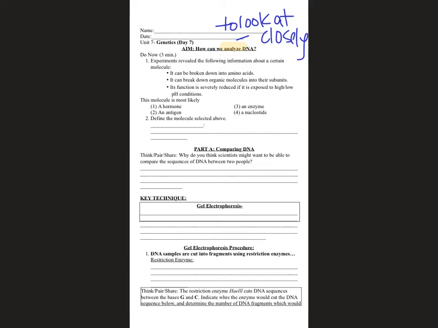Number 1 says, experiments revealed the following information about a certain molecule. 1. It can be broken down into amino acids. So here, if something's being broken down into amino acids, I know that amino acids are the building blocks for proteins, right? 2. It can break down organic molecules into subunits. So breaking down, it seems like it's a reactor of some sort.